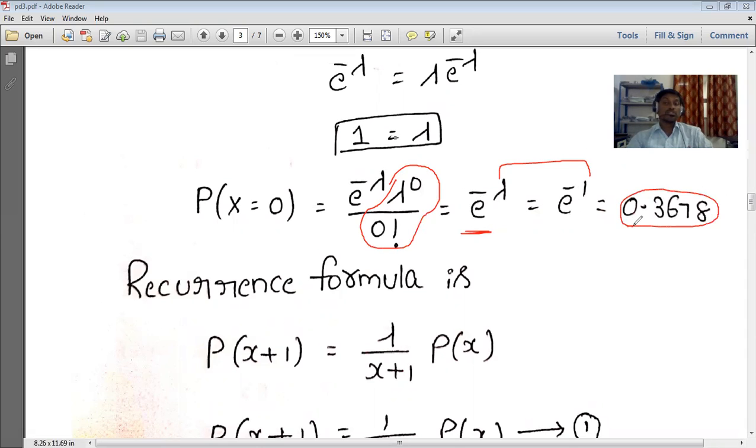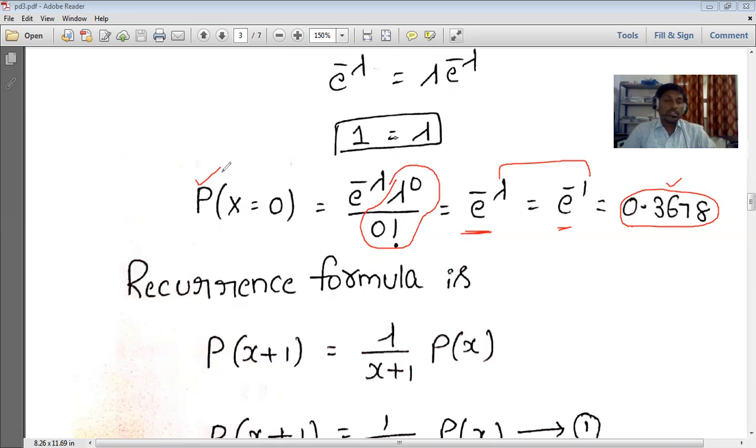0.3678. You should write the values. You should not leave it as this. Why? Because here we are calculating probabilities. So did you get the probability value lies between 0 and 1? So that is the important one. So using a calculator you need to find these values and you have to write them here. Okay. Next, we got p of x is equal to 0.